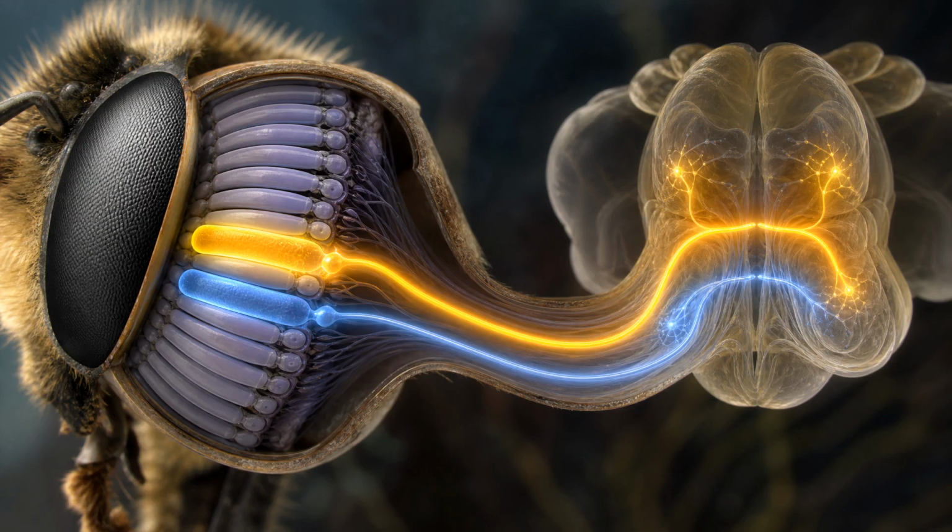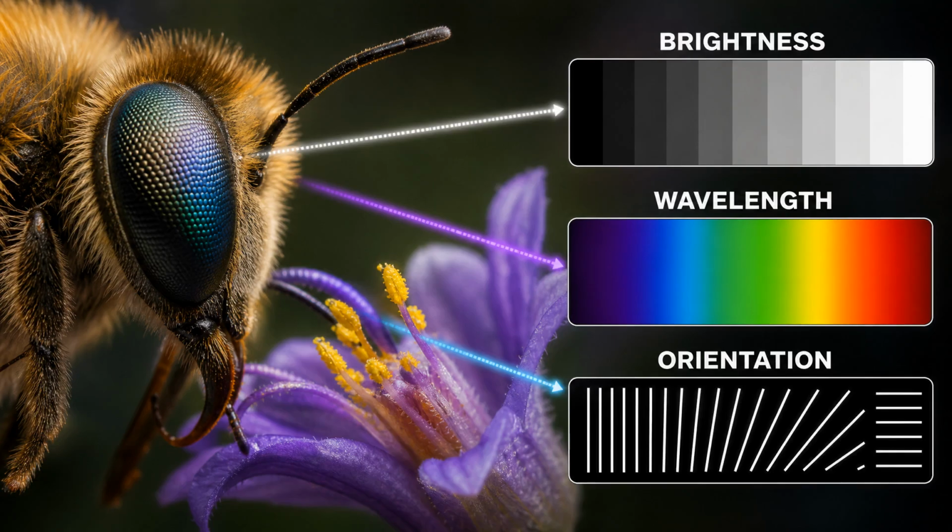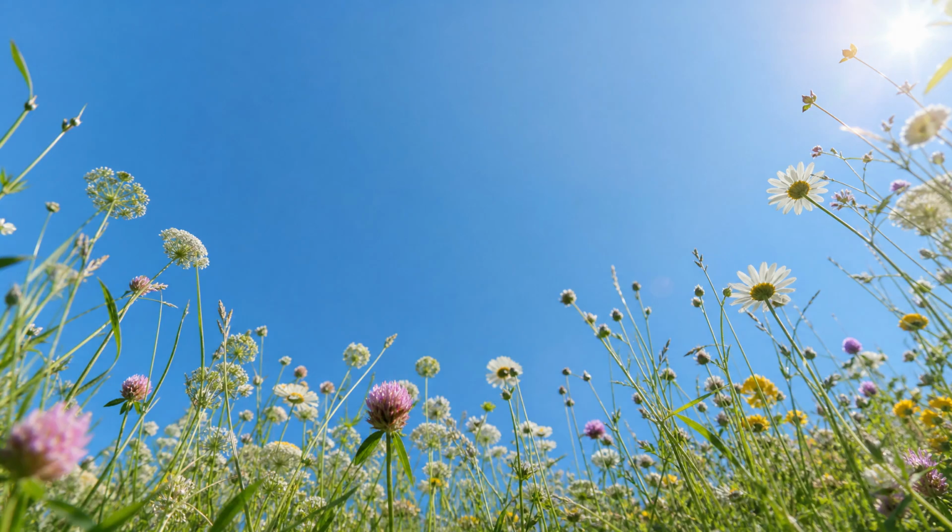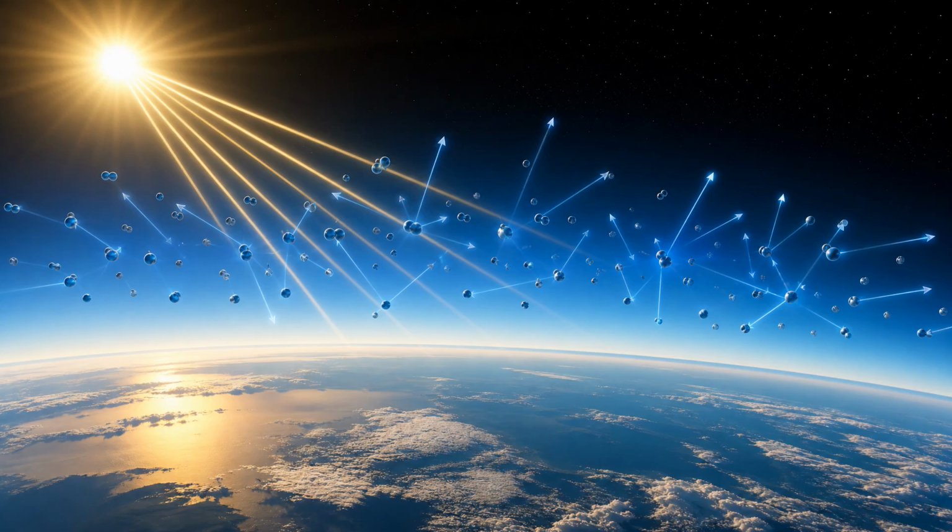The brain can compare them. If one receptor fires more strongly, the animal gains information about the light's polarization angle. That is the basic trick. Instead of measuring only brightness and wavelength, the eye also measures orientation. Now look up. Sunlight entering the atmosphere collides with molecules and is scattered across the sky.